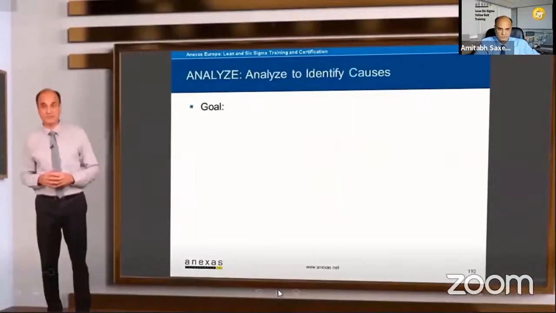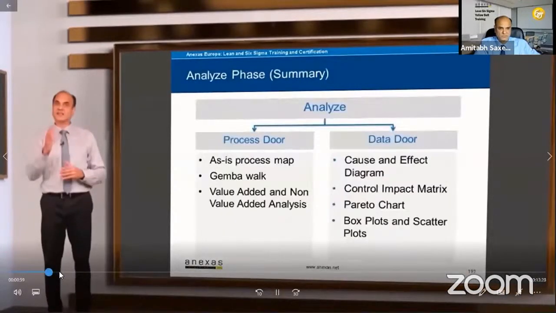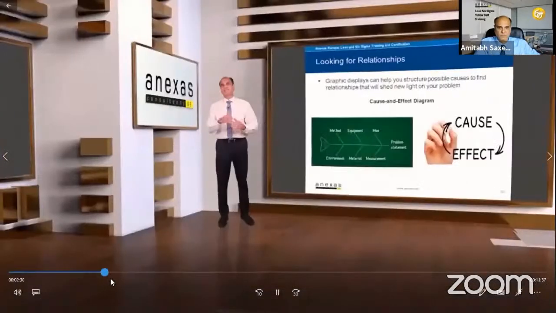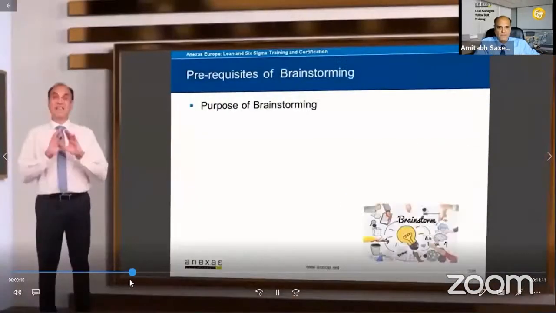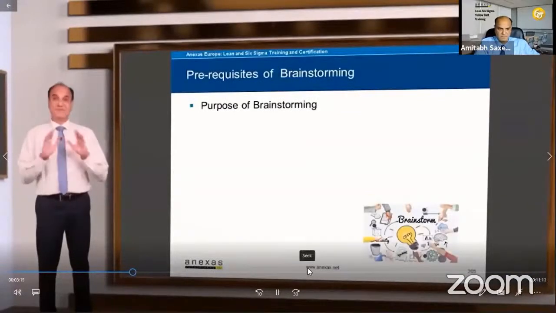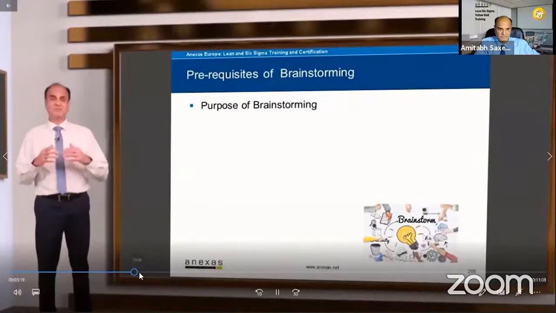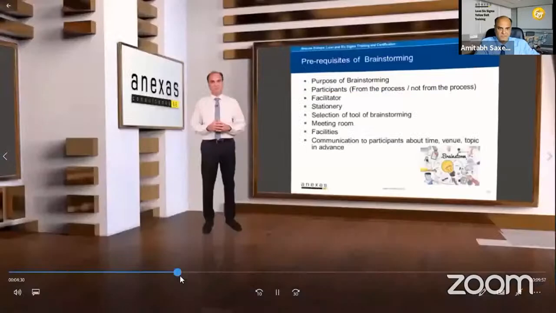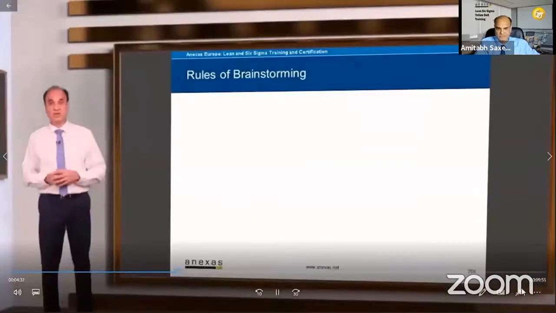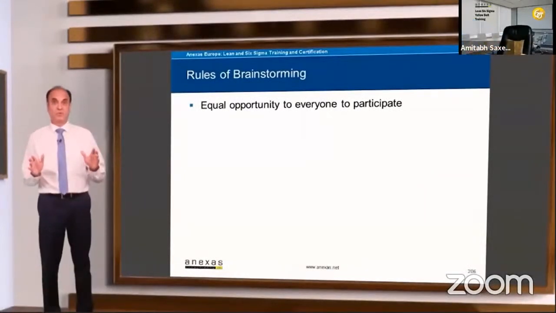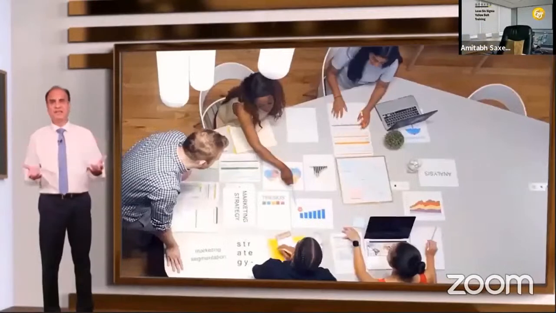The goal of the analyze phase is identifying the root causes. First, the purpose of brainstorming should be clear to everyone who is participating in the brainstorming. So it's better to follow the rules in brainstorming. The rules of brainstorming are: give equal opportunity to everyone who is participating. So tell them to participate, and you can use different techniques.